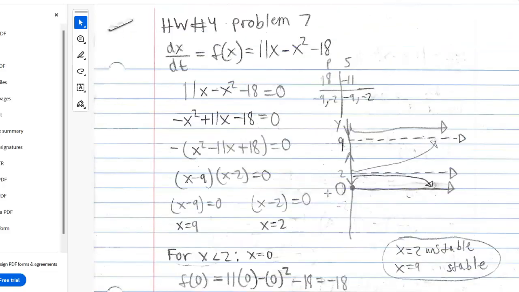And then now we go back up here to this diagram that's done for the intervals. As you can see, between 2 and 9, it's increasing, and below 2, it's decreasing. And back here, since 2 to 9 is increasing, x equals 9 is stable, while x equals 2 is unstable.